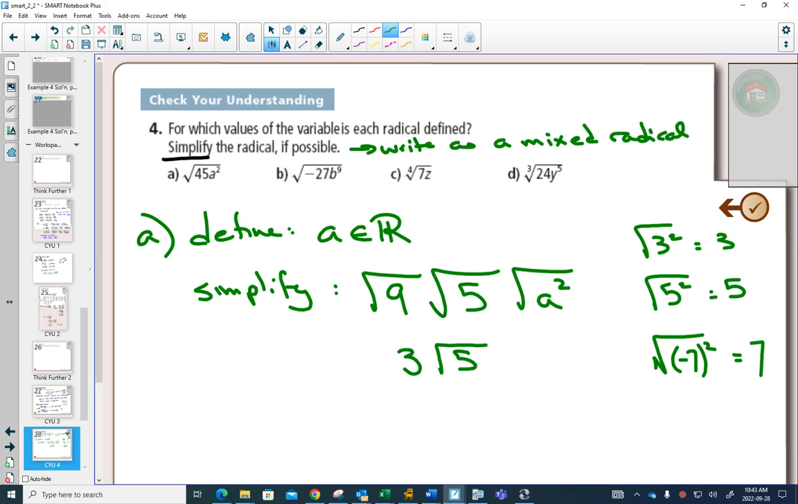Positive 7. Do you remember when we did the first part of this unit with absolute value signs, that the square root of something squared is going to be the absolute value of it? So technically, we'll write this as the absolute value of A. Textbook left it like this. Sometimes you'll see certain places want always the square root at the end. That would be fine as well.